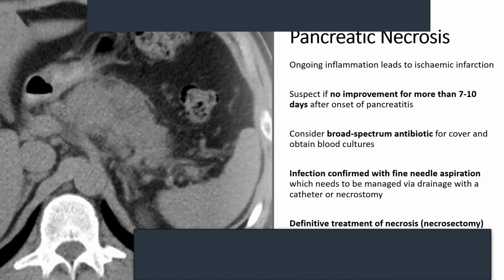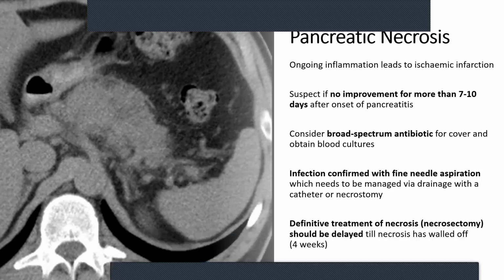and to cause infection. The infection is usually formally confirmed with fine needle aspiration, which then needs to be drained either by inserting a catheter or necrostomy. Eventually you'll have a definitive treatment of the necrosis with a necrosectomy, but normally this is delayed till the necrosis is fully walled off. And usually this occurs about 4 weeks in.